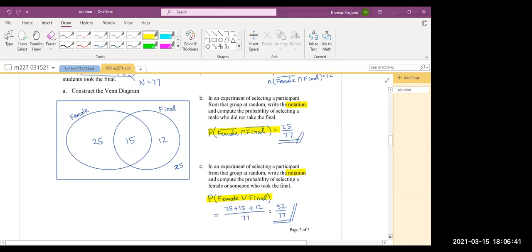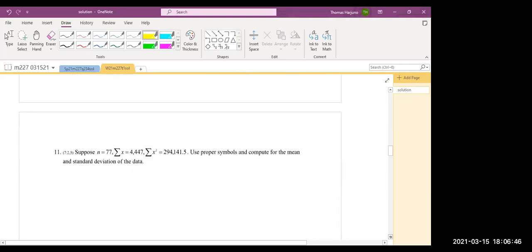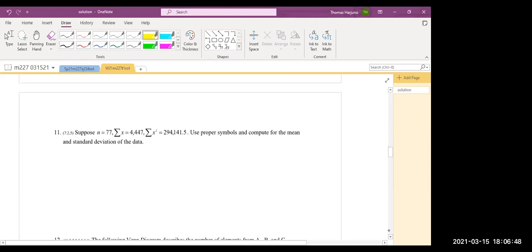Good. Now, next question. Suppose we have these data. Use proper symbols and compute the mean and standard deviation of the data. Is this a population or a sample?